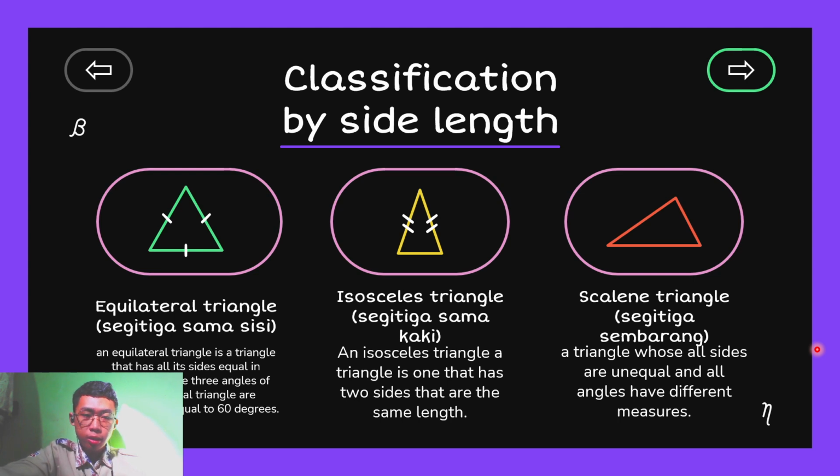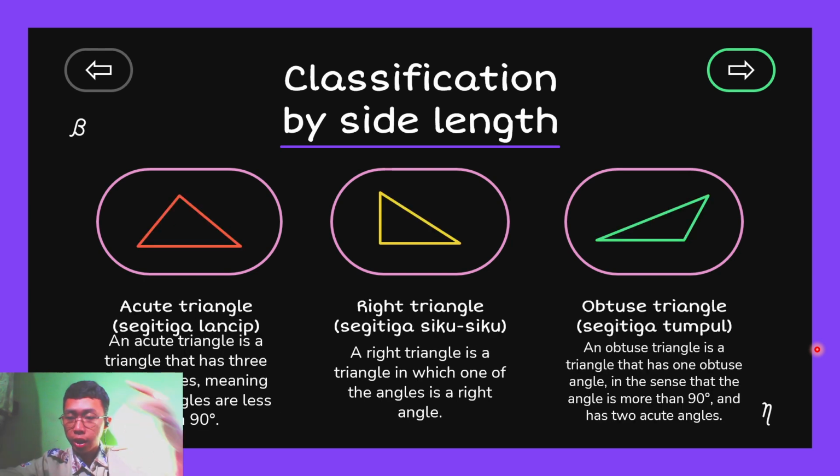Scalene triangle. In bahasa segitiga sembarang, a triangle whose sides are all unequal and all angles have different measures. Acute triangle. In bahasa segitiga lancip, an acute triangle is a triangle that has three acute angles, meaning that the angles are less than 90 degrees.